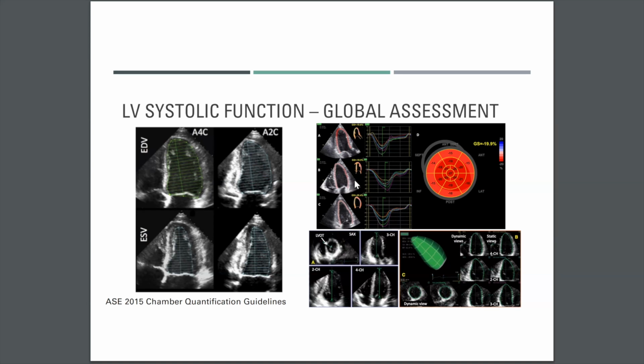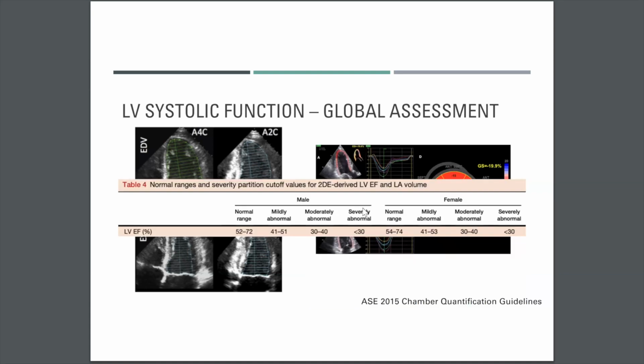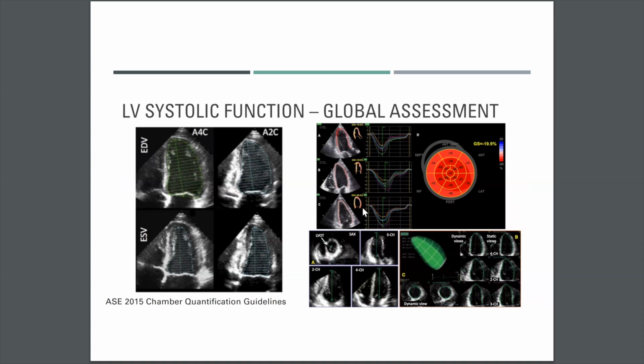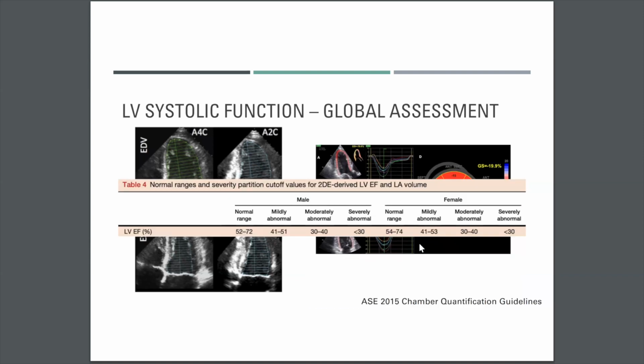strain measurements. And in general, normal strain is about -20%. And the more negative, the better the LV systolic function. Okay. And here I've just provided the normal ranges for LVEF, just to remind the junior trainees that there is actually a slightly different cutoff between men and women. Women, the lower limit of normal is 54. For men, it's about 52. Okay. 3D EF is about the same as 2D EF.